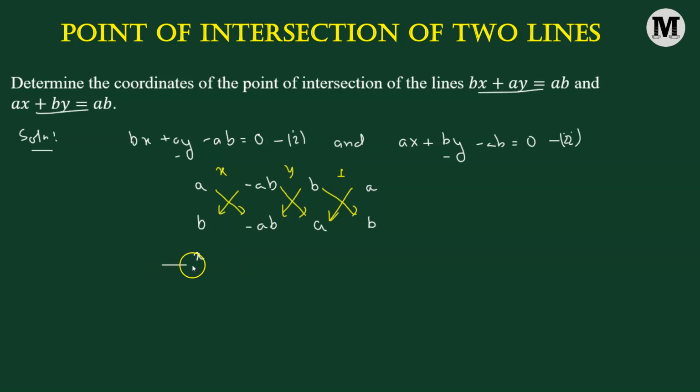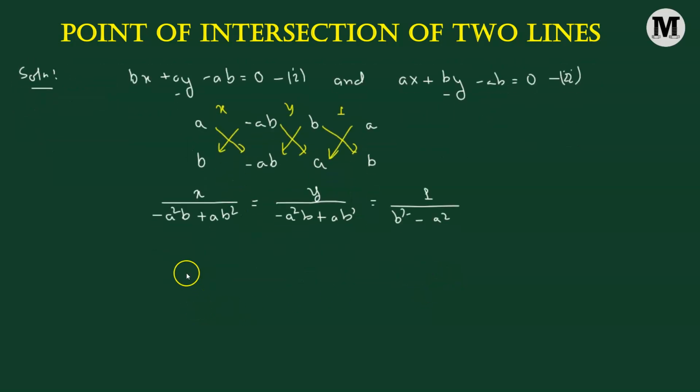So we have x divided by, so a multiplied to negative ab gives us negative a squared b. Then we have negative b times negative ab gives us negative ab squared. Since we already have a negative sign, we're going to get positive ab squared. That's equal to y divided by, so negative ab times a is negative a squared b. Then we have negative, so negative ab times b is negative ab squared, but we already have a negative sign, so we get positive ab squared. That's equal to 1 divided by b times b, that's b squared, minus a times a, that's a squared. So from here we get two equations.